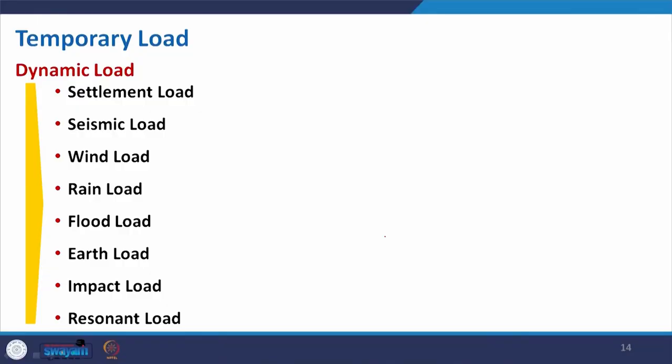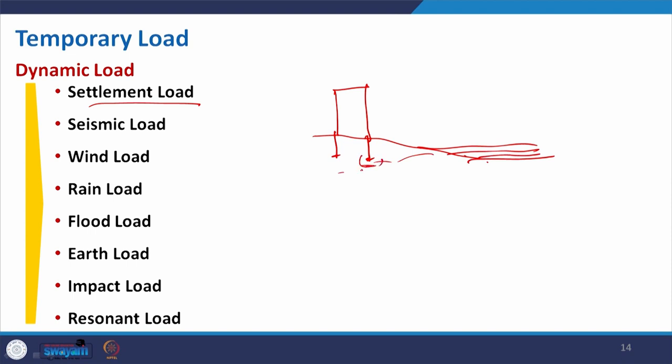Now, come to the dynamic load. There are lots of loads in this category, so we will discuss them one by one. Settlement load, I already mentioned. What exactly is it? Say, for example, your building is here, and you have this foundation, right? And this area has some water body and groundwater table. Sometimes this particular land sinks a little bit down. So, the self weight, the dead load, will try to dip it down. For that, the building may tilt. So, due to settlement of the soil below the structure, some damage may be caused. That load which does the damage is called settlement load.